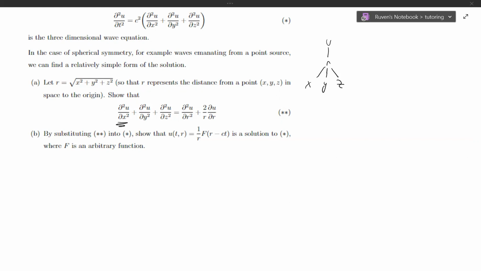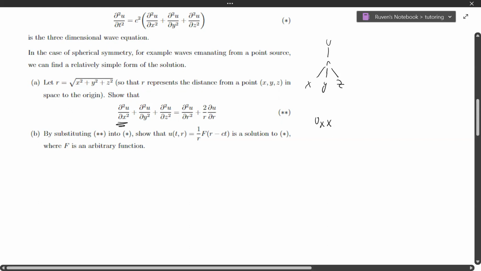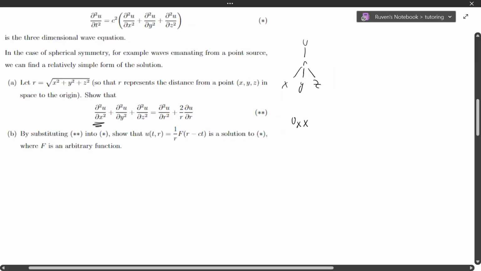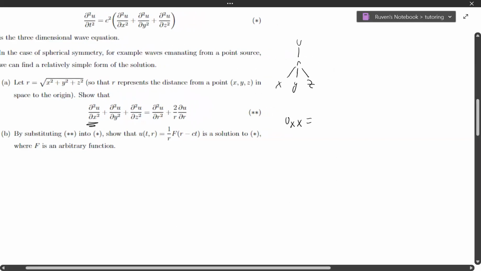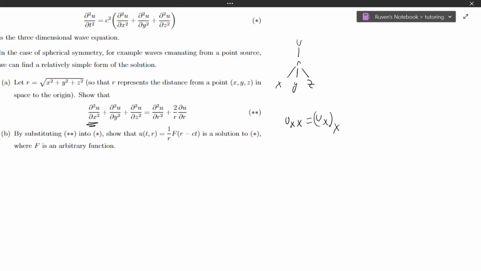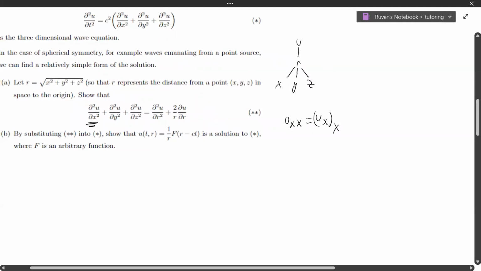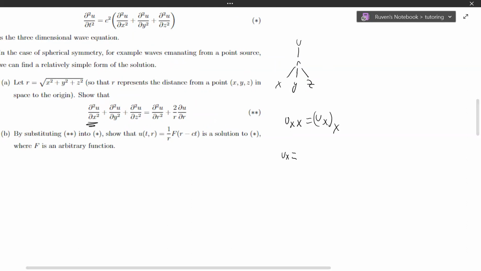Okay. And so what is that? That is just saying that it is u_xx. And so what is u_xx? Well, u_xx is the same thing as the derivative with respect to x of u_x. And so to start taking that, we first need to find what u_x is. And so u_x is the same thing as u_r times r_x. And that's that.